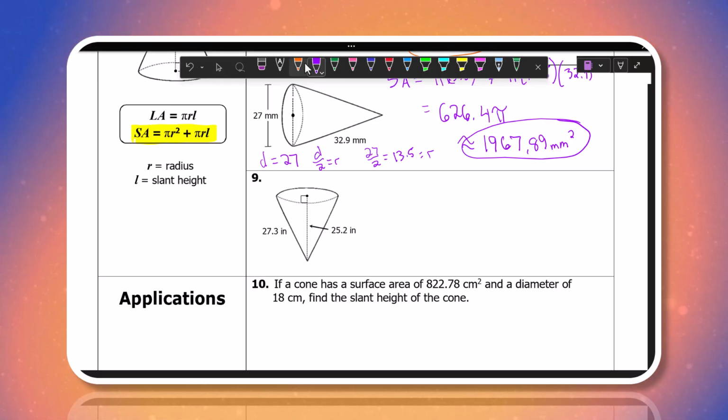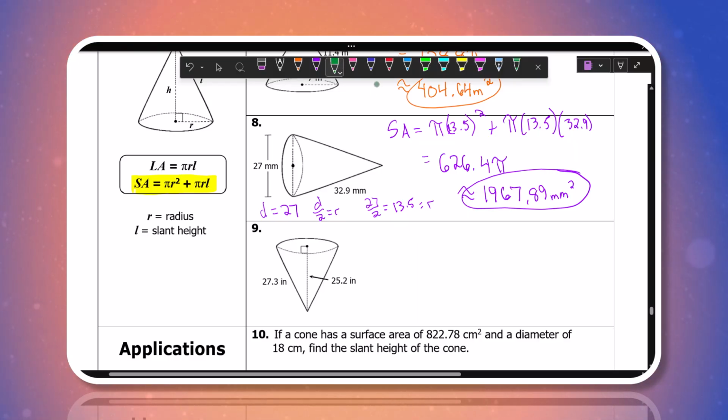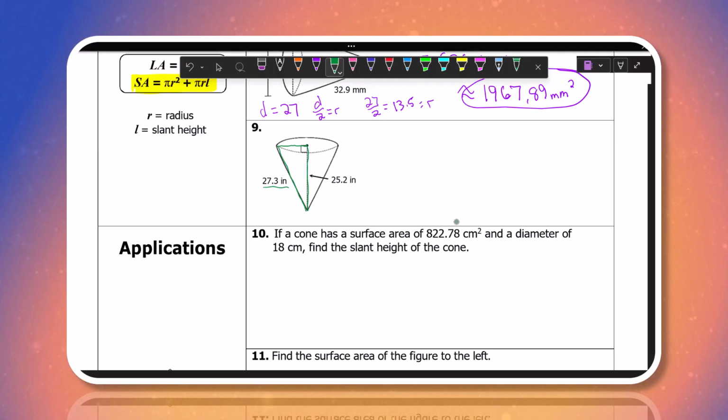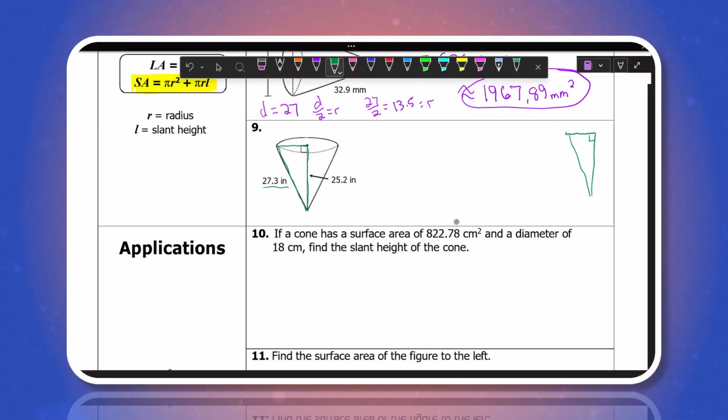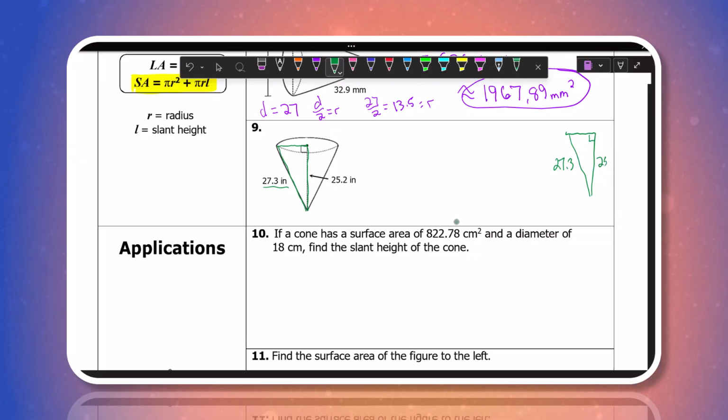All right. We have another one like these two. However, we have the slant height, we don't have the radius. So to find the radius, we draw this right triangle. We know the slant height is 27.3. We know the height is 25.2. So if we just take that triangle out of the picture, we got a hypotenuse of 27.3, height of 25.2, and we got to find our r, our radius, which is also one of our legs in a right triangle.